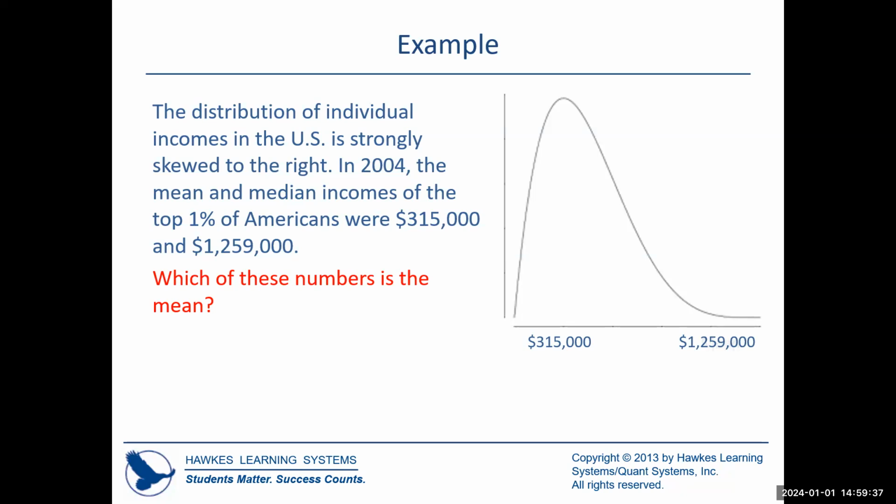Well, I remember from a little while ago that the tail is where the mean gets pulled into for a right skewed graph. So the 1.2 million has to be the mean. It's getting pulled away into the tail. And 315,000 is the median, since that's the other value.